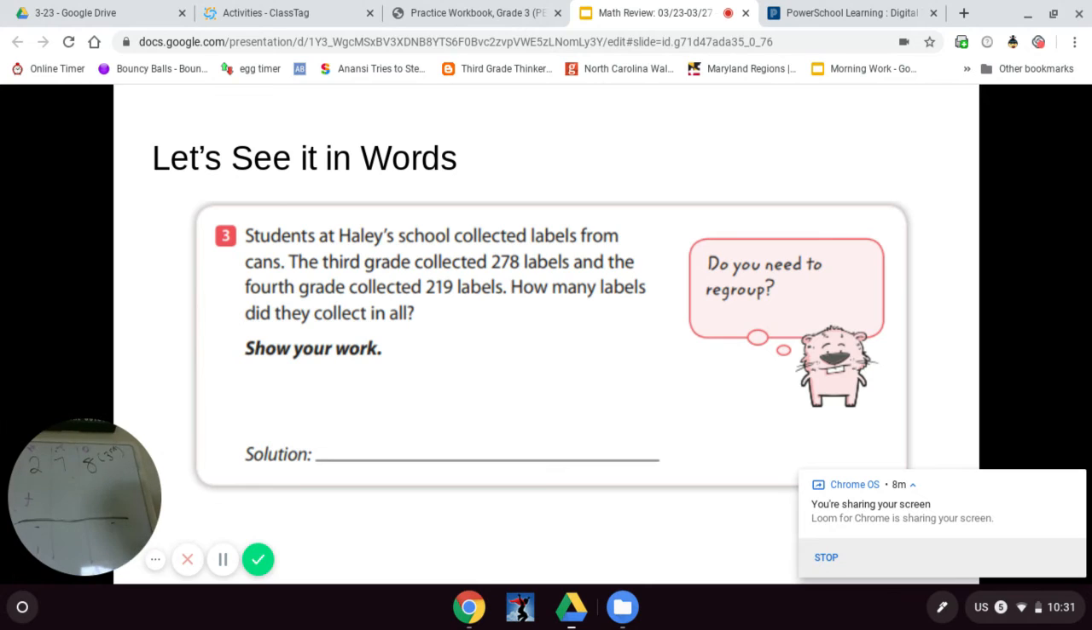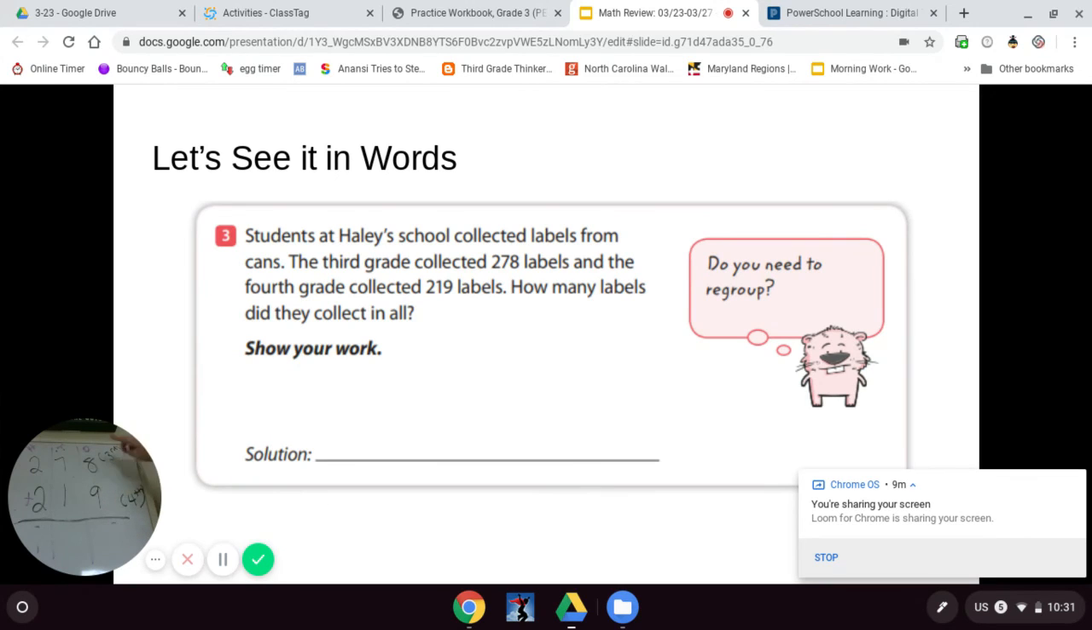third. Fourth grade collected 219 labels. And I know this is fourth. I now have all my key information on the board. Now I just need to solve to figure out how many labels they have all together. Again, when I'm looking at the ones place, I can tell right away 8 and 9 are going to create something much larger than 10.